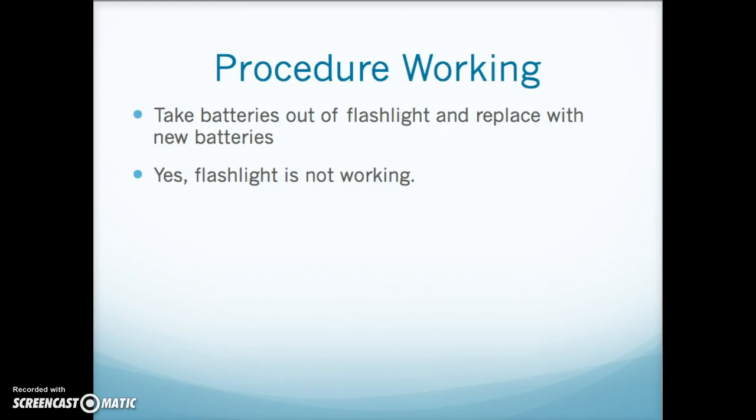So how do I figure out what to do? In my hypothesis, the experiment is going to be to take the batteries out of the flashlight and replace them with new batteries. This is probably something all of you have done 100 times. And yes, all of a sudden my flashlight is working. Sorry, that says not working, but it should say working. So what does this mean?